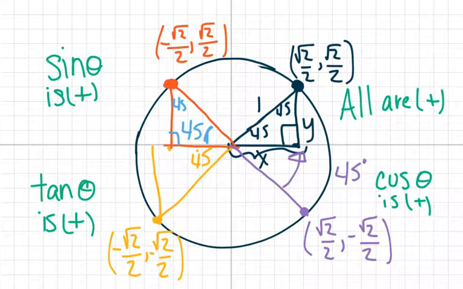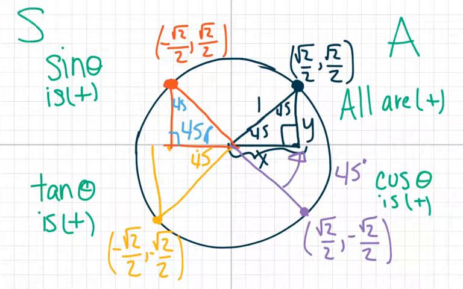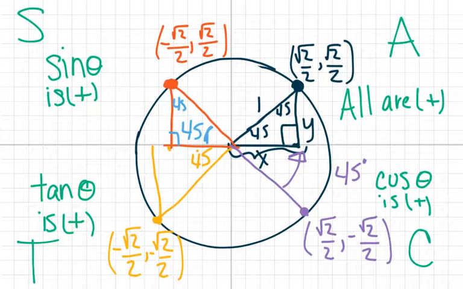So the way I remember this, A is for all, S is for students, T is for take, C is for calculus. If you remember, all students take calculus, going in order by quadrant. So that's quadrant 1, 2, 3, and 4. That'll tell you which trig function is positive.